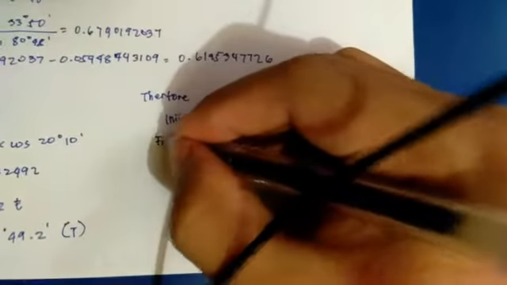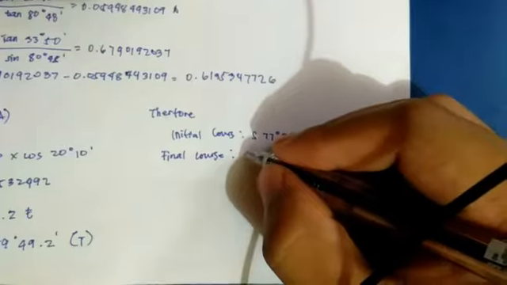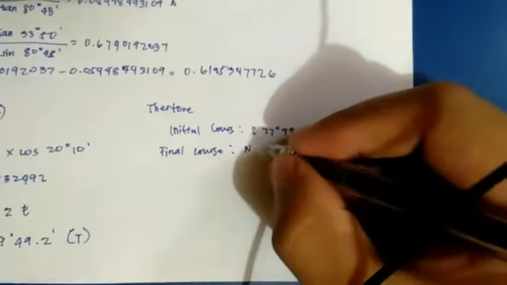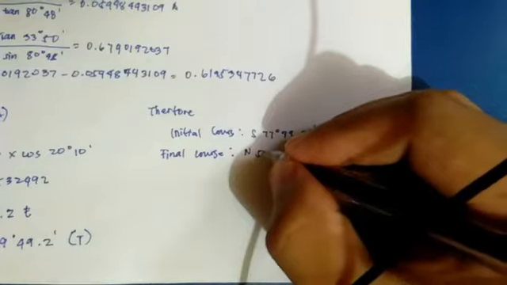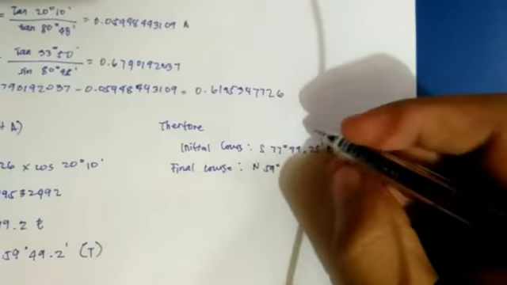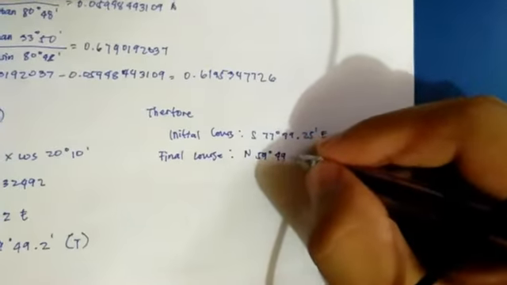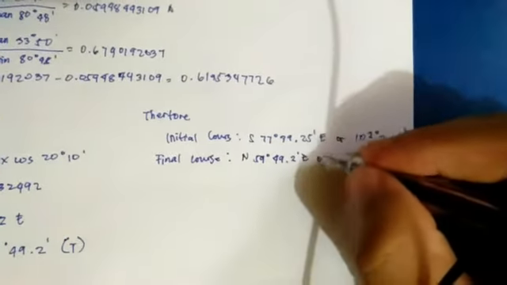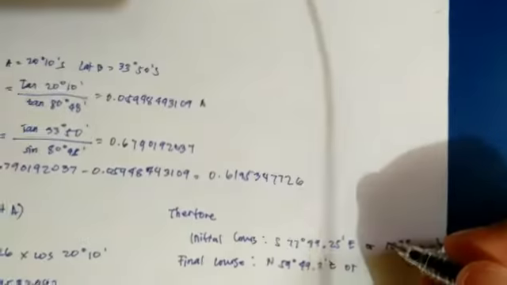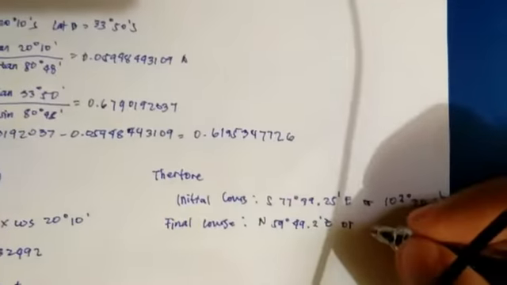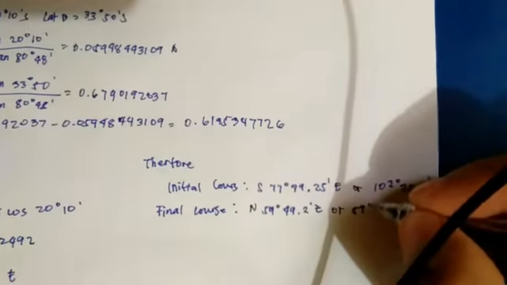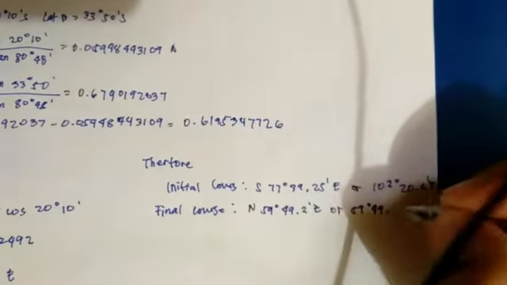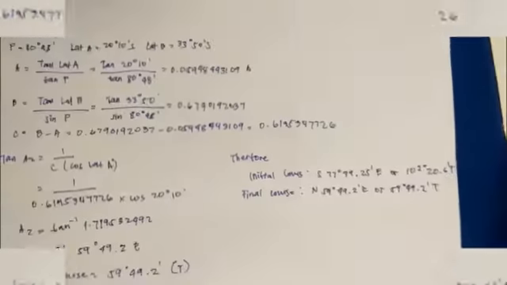And our final course is north 59 degrees 49.2 minutes east, or the same 59 degrees and 49.2 minutes true.